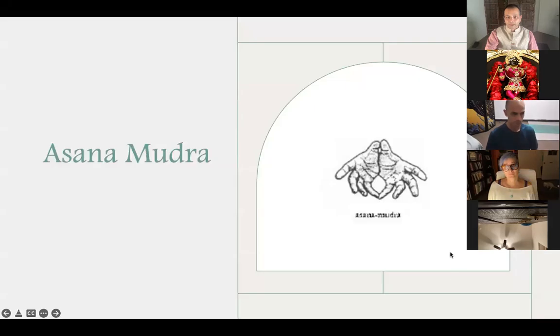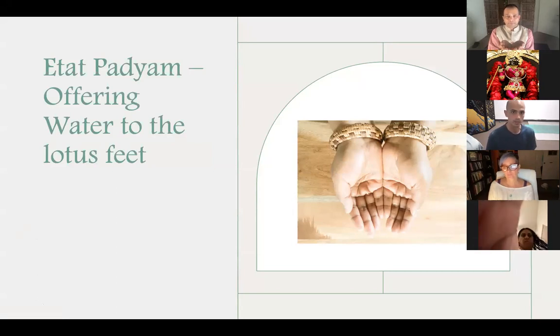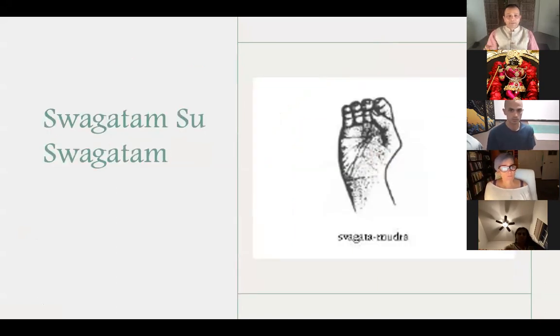Okay. Now after this, we have etat padyam. Okay, offering water to the lotus feet. Okay, this is the simple offering, right? So then we offer the water to the lotus feet of the Lord, padyam. So very easy mudras. These are not very difficult. Next is we invite the Lord. Okay, so invitation should be first, then water. So that is very simple.